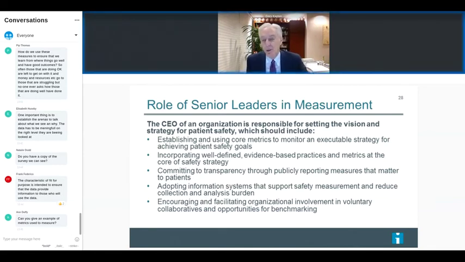As senior leaders, we need to adopt information systems that support our safety measurement and hopefully reduce the burden of collecting and analyzing that data. And then finally, we need to encourage our team members. We need to activate our workforce to ensure that we are constantly involved in improvement, and we are engaging with others outside our organization who have a common interest so that we can continue to learn together. All of those things really fall on the senior leaders of organizations, and I know many are on this presentation for going forward.